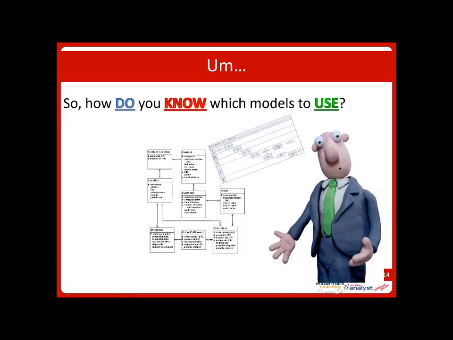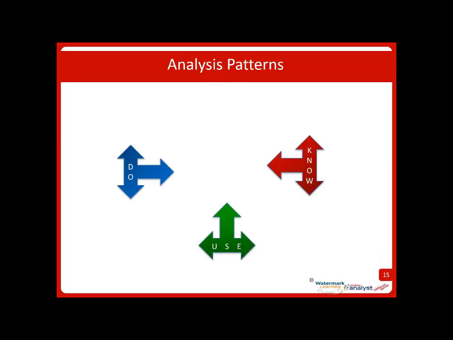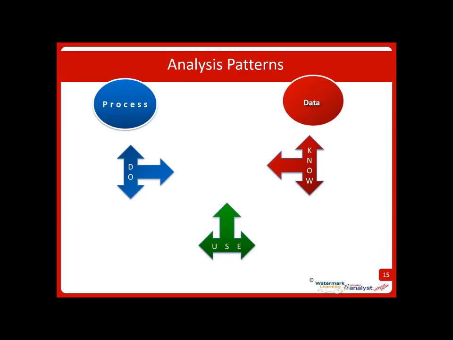But how do we know which models to use? Do, know, use. Again, do, know, use. Do are our process models. This is what people do. Know is the information that they need.